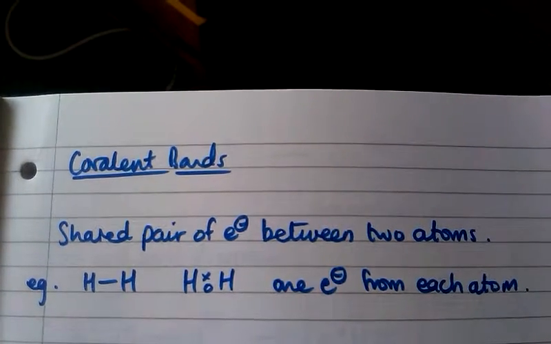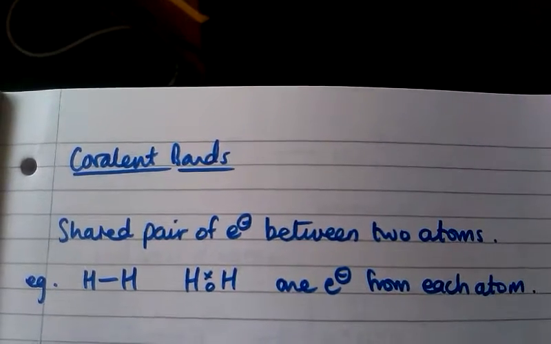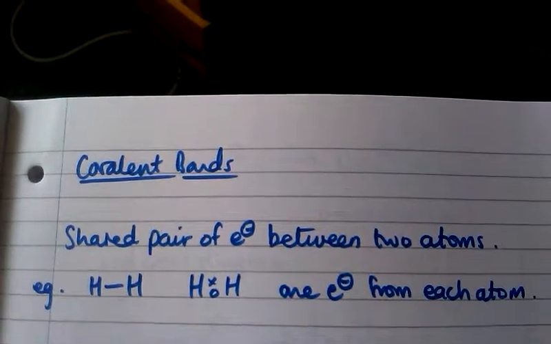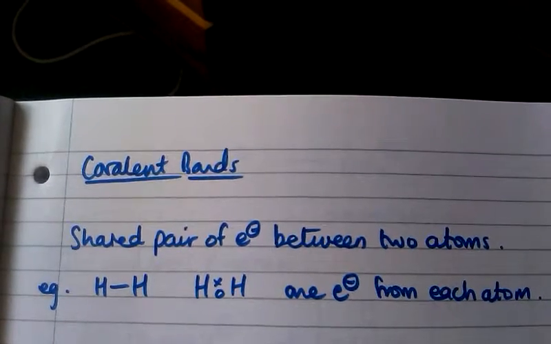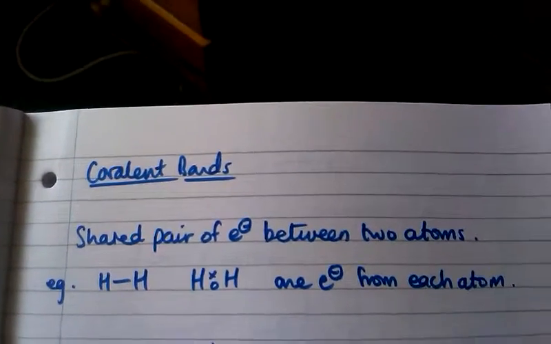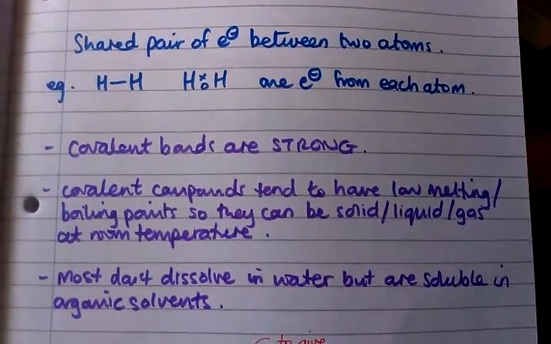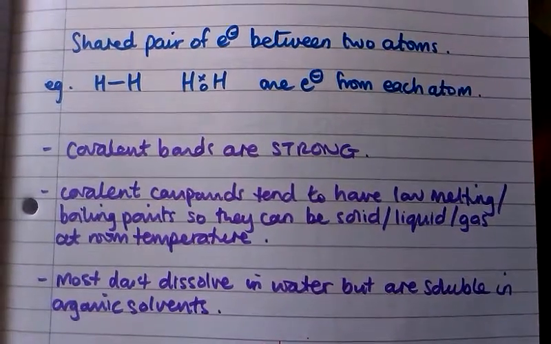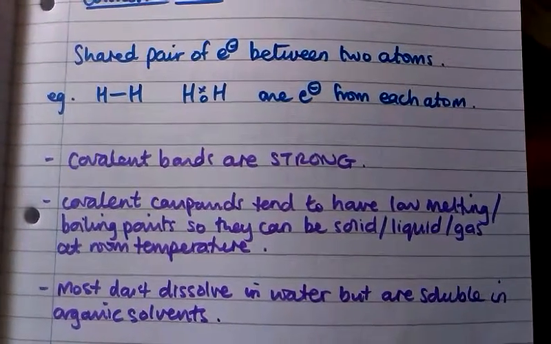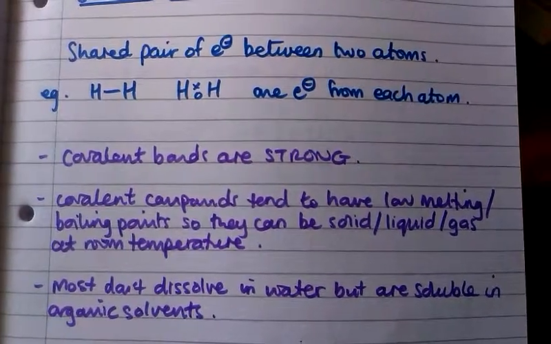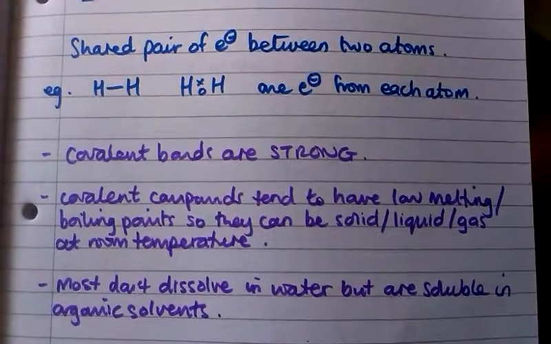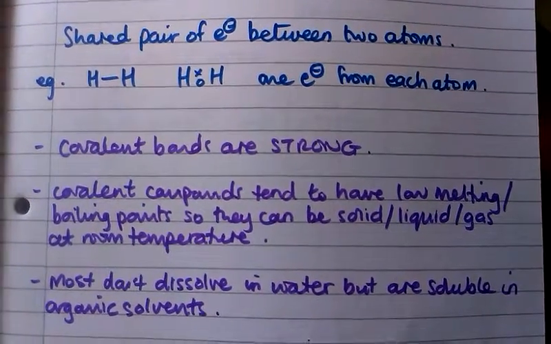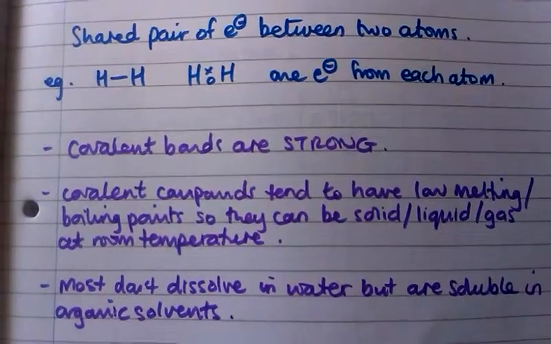For example, if we have the H2 molecule, there's two electrons in the bond and one electron came from each of the H atoms. So there are just a few general things to remember about covalent bonds. Covalent bonds are strong. Covalent compounds tend to have low melting and boiling points, so they can exist as solid, liquid or gas at room temperature. And most covalent compounds don't dissolve in water, but are soluble in organic solvents.